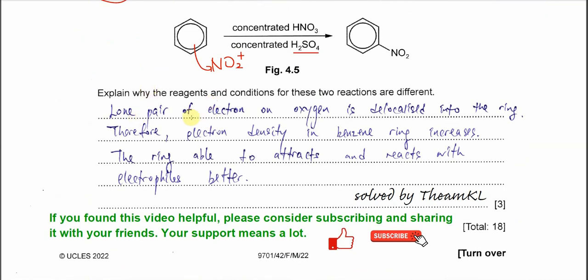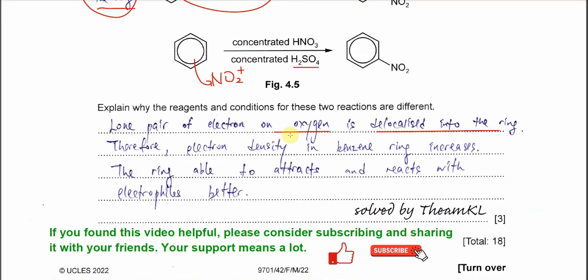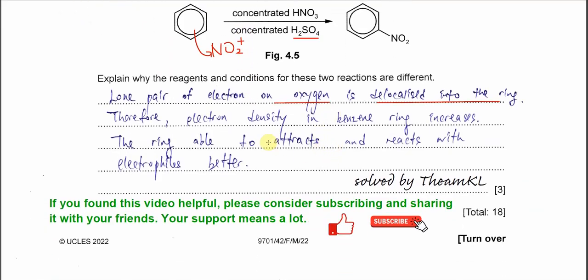Lone pair of the electron on oxygen is delocalized in the ring. Means this one, the lone pair on the oxygen is delocalized in the ring. So therefore, when these electrons delocalize in the benzene ring, then the electron density in the benzene ring increases. Then we say that the benzene ring now is more active, and this benzene ring is able to attract and react with electrophile better and faster.